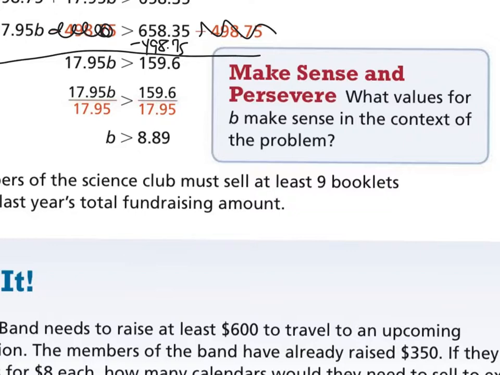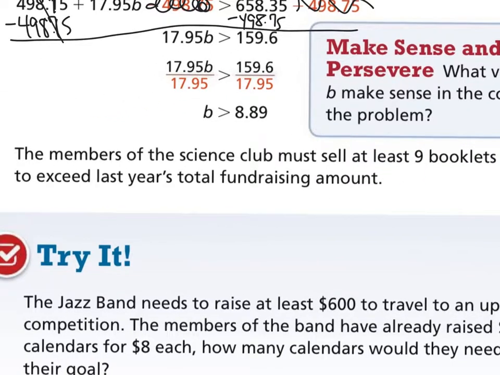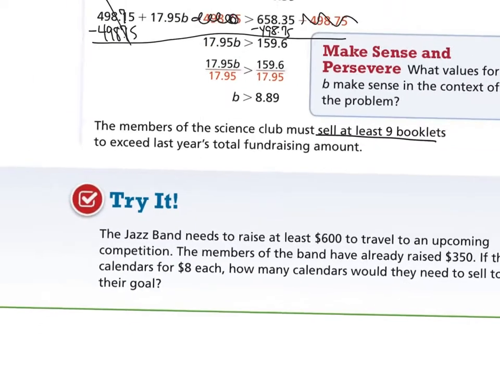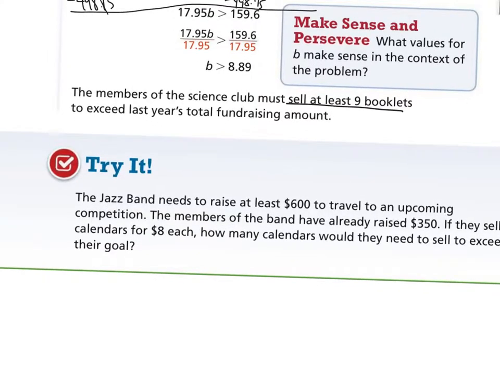But again, we're not going to be able to sell part of a book, so we would have to round up in this case because we're looking for something greater than that number. So it means we would have to sell at least 9 booklets in order to exceed last year's fundraising amount.